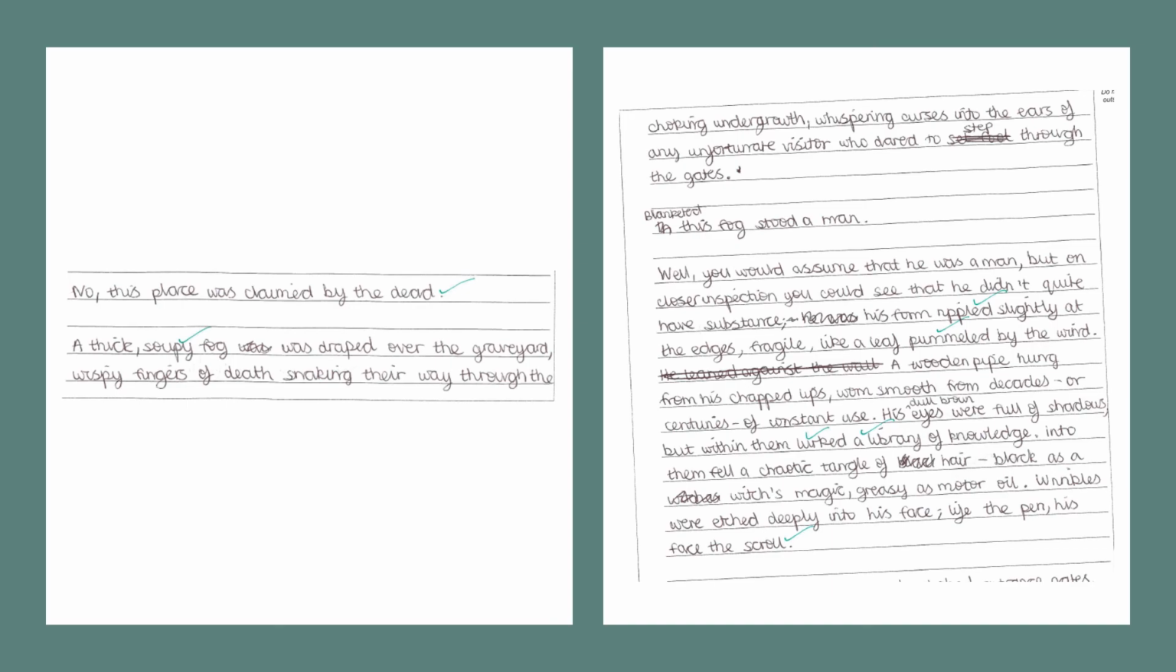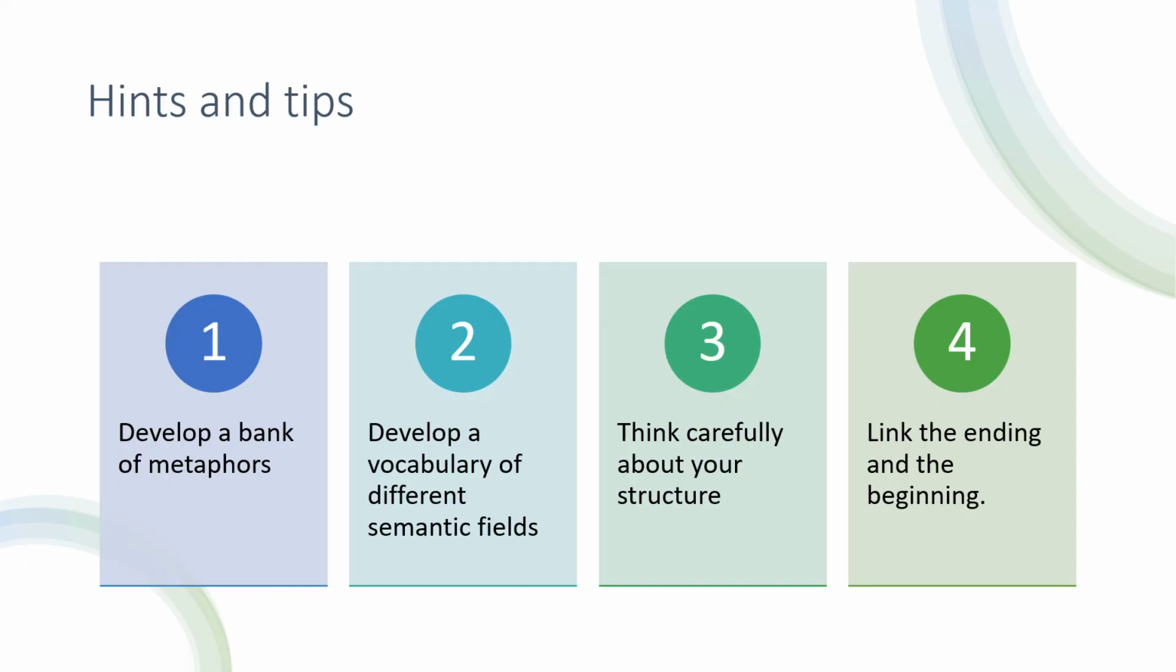So to finish, a reminder of hints and tips that are going to help you. Develop a bank of metaphors that you might use depending on the picture you get. Develop a vocabulary of different semantic fields that you can employ depending on the picture that you get. Think carefully about how you're structuring your piece of writing and making links between different areas of your writing. And then for definite, link the ending and the beginning in some way, because that's your examiner's final thought on your piece of writing, and they'll be able to see clearly that you've thought about the link between the ending and the beginning.